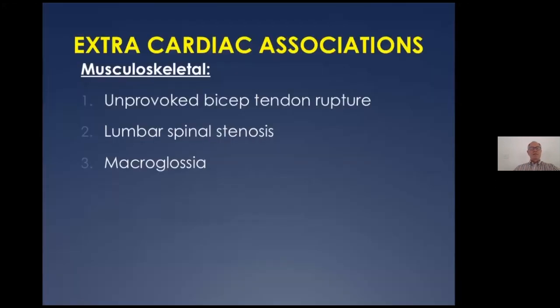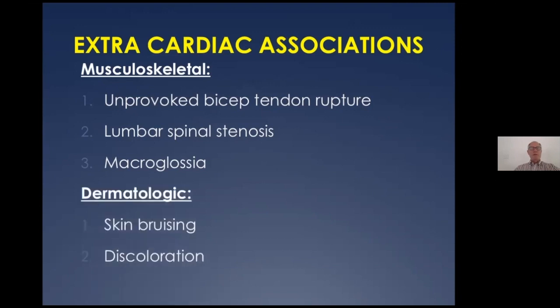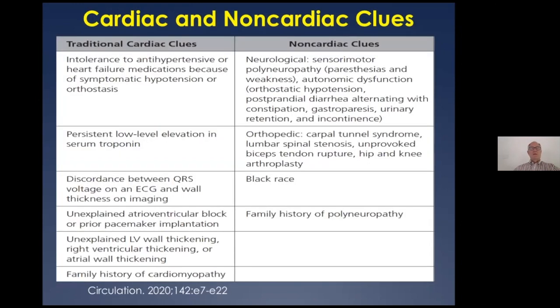In addition, musculoskeletal extracardiac associations include unprovoked bicep tendon rupture and lumbar spinal stenosis, an affliction many of our patients have, and we just basically think it's the result of aging. But remember, lumbar spinal stenosis as well as macroglossia. Some of the dermatologic manifestations would be easy bruising as well as discolorations of the skin. So this again looks at the cardiac and non-cardiac clues.